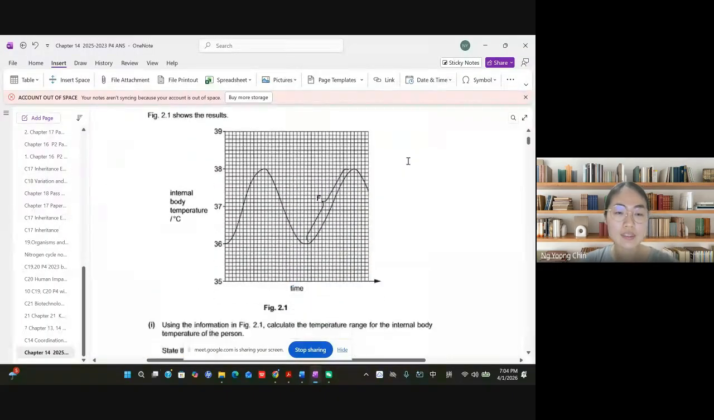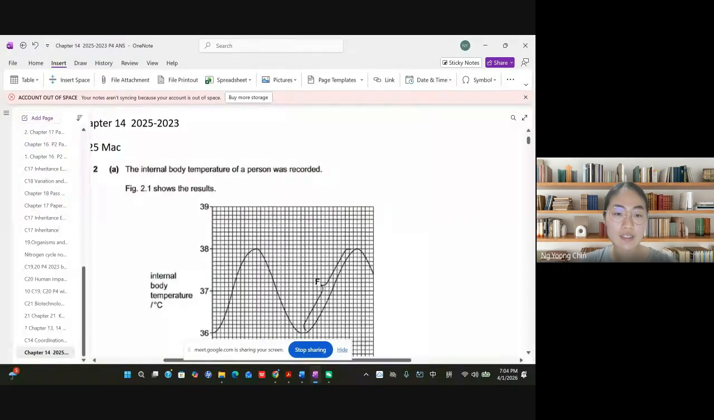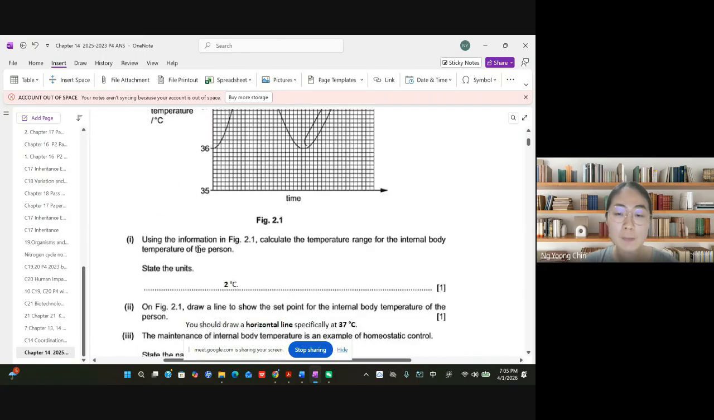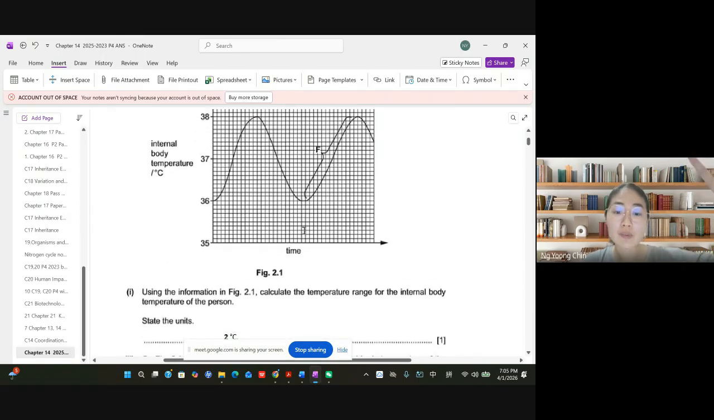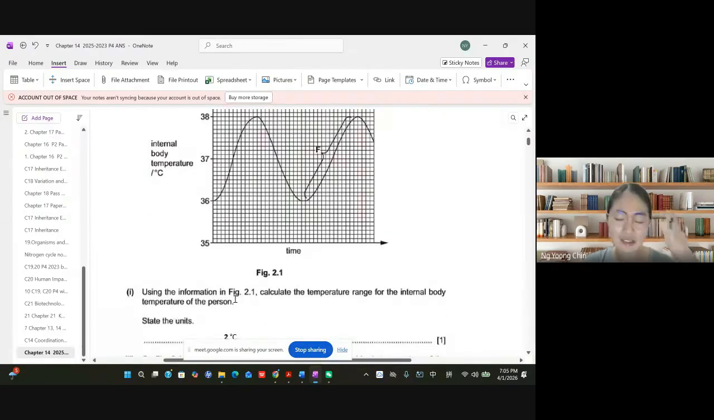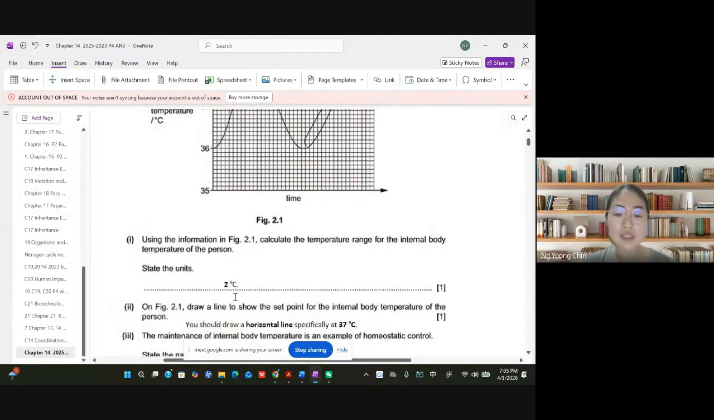So this is the question, right? It shows the internal body temperatures of a person who was recorded. You can see here the internal temperatures are 36 to 38. The question is: using the information, calculate the temperature range for the internal body temperature. They want to calculate the difference in the range, so 38 minus 36 would be 2. Oh, not 2%, 2 degrees Celsius.